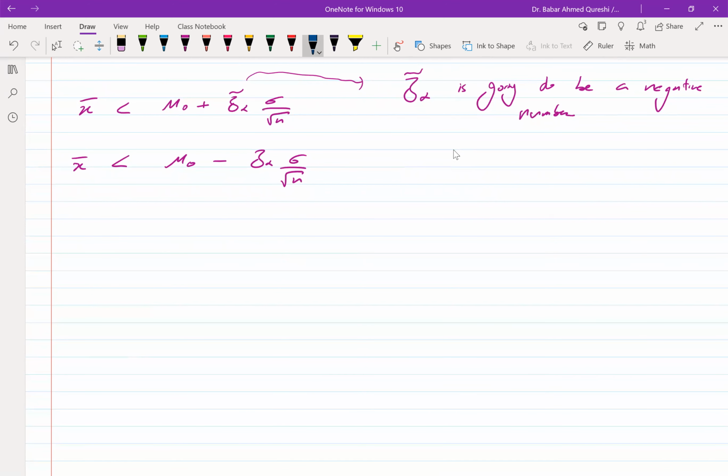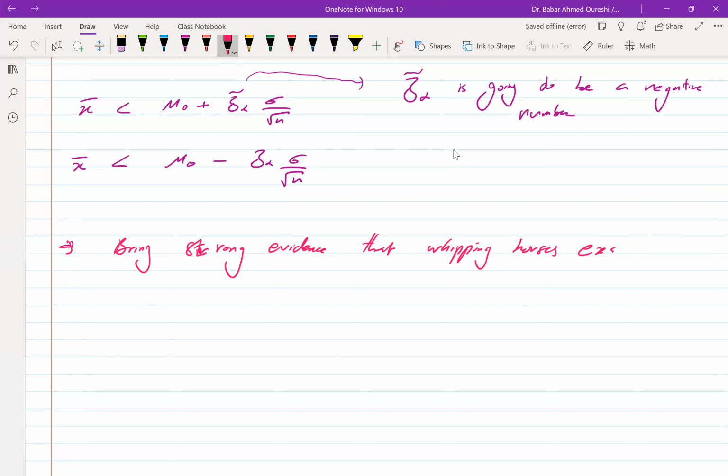Now let's discuss the example which we were considering last time. That time we were just discussing it, but let's now do it with some numbers. There are these people who are proposing that whipping the horses during the races should be stopped. And they want to bring strong evidence that whipping horses excessively actually reduces their speed.